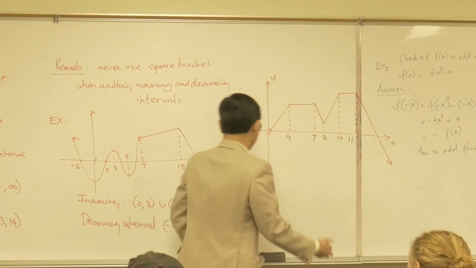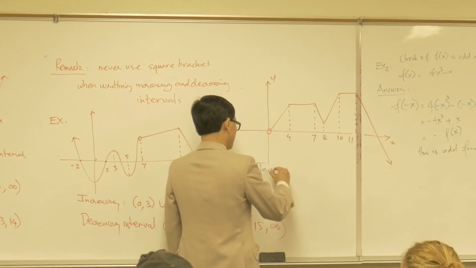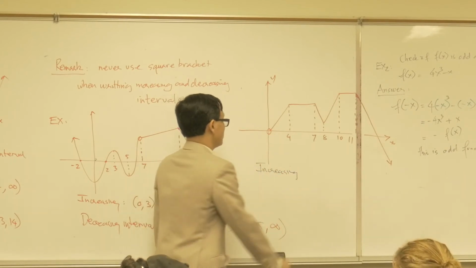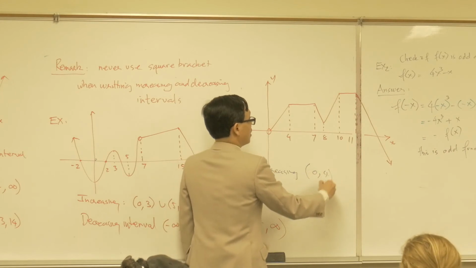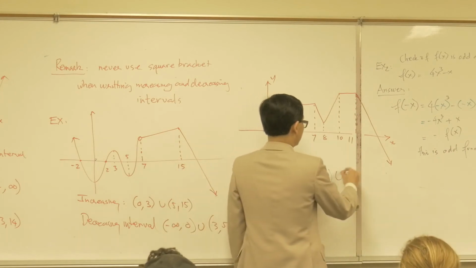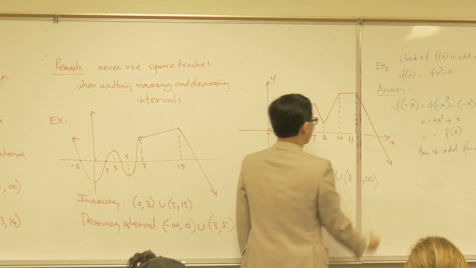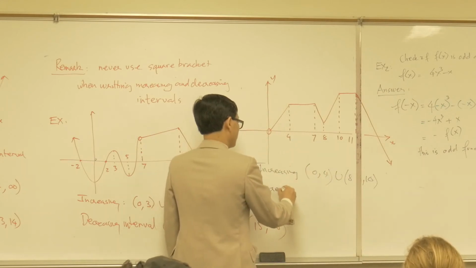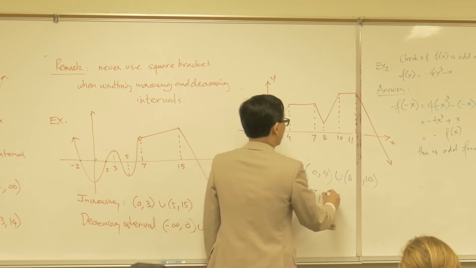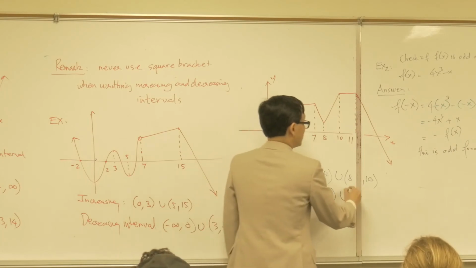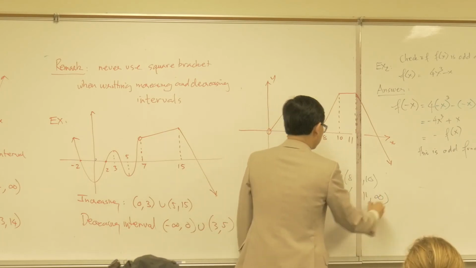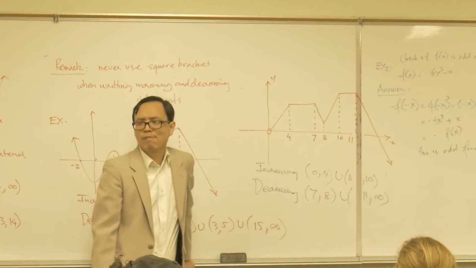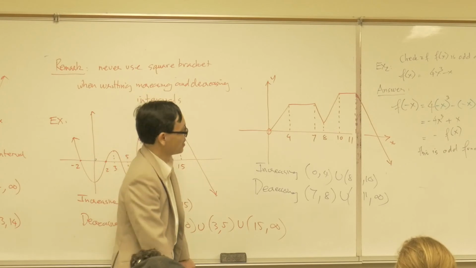Alright, let's do this. Increasing. That's not too bad. Can anyone tell me where it's increasing? 0 to 4 union 8 to 10. Then how about decreasing? 7 to 8 union 11 to infinity. How about between 4 and 7? It's neither increasing nor decreasing.